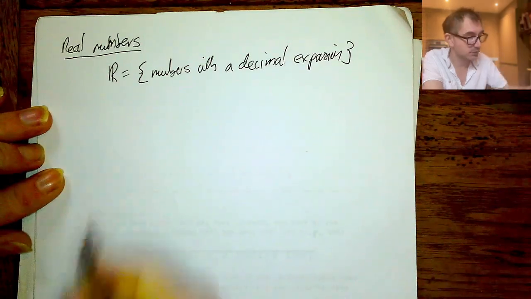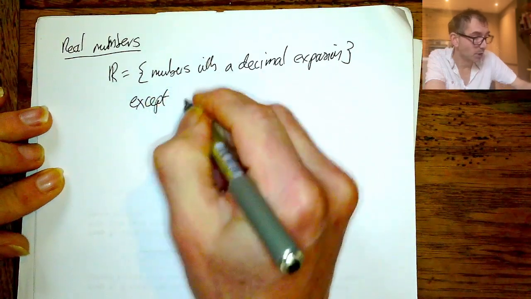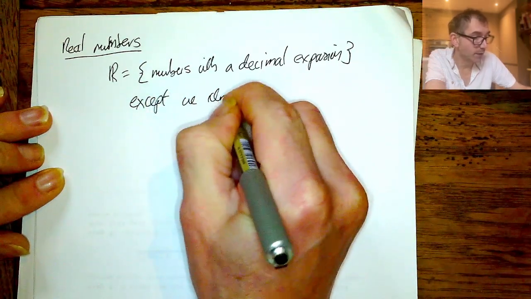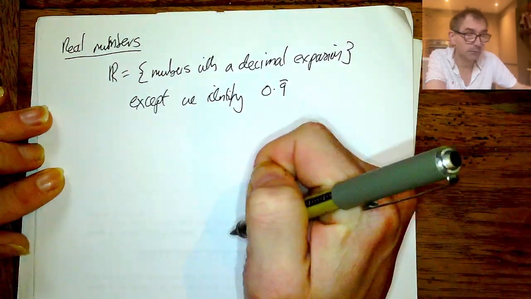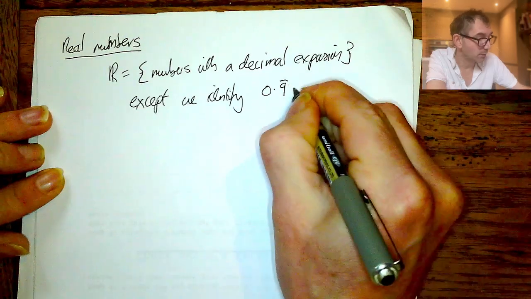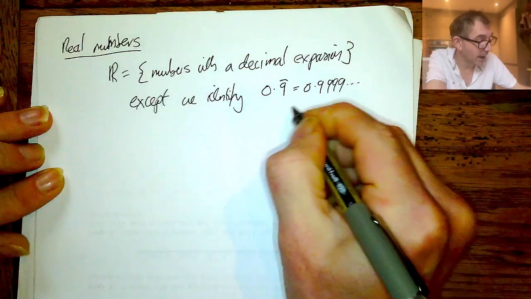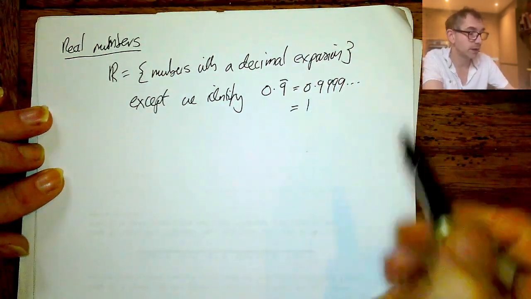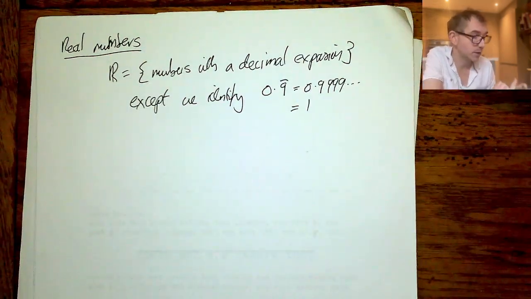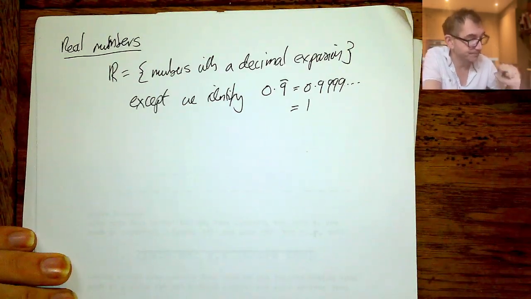With essentially one exception: we identify 0.9 recurring, which means 0.9999 etc., and we are going to make that equal to 1. Once I make this identification, that gives me the idea of a real number accurately. And of course, we can have positive and negative real numbers.